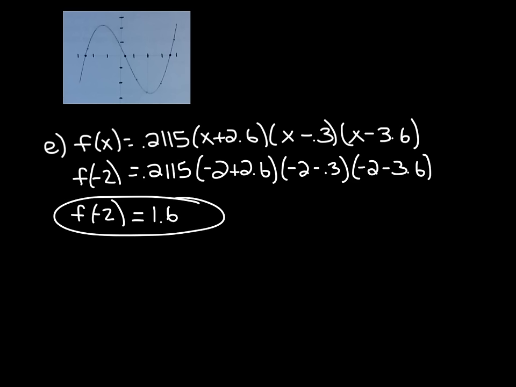Now it says to use your graph to determine if this is a reasonable answer. So what this is saying is that when x is equal to negative 2, does f of negative 2, does your y value equal 1.6? So let's look at our graph. If we go over to the x-axis to negative 2 and follow it up, yeah, it does appear that the y value on the graph is approximately 1.6. So yeah, you could say this is an appropriate y value.